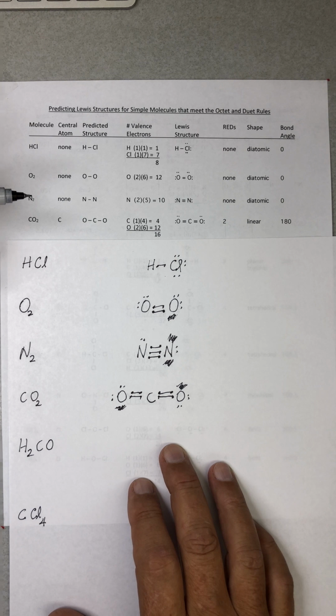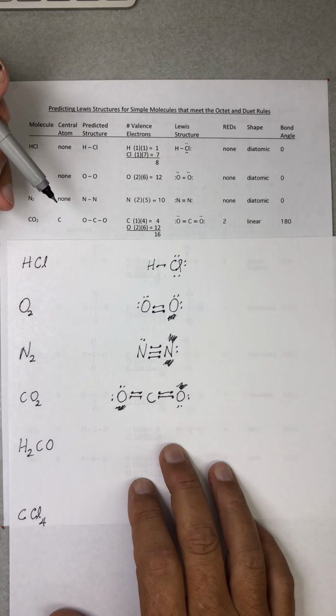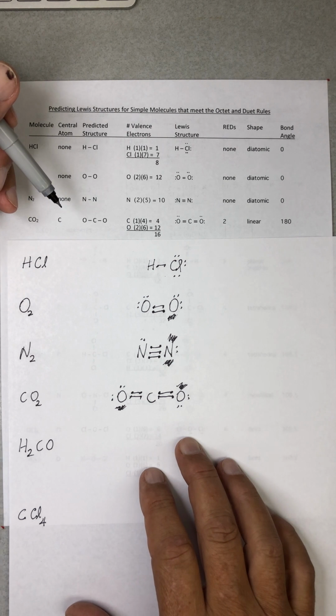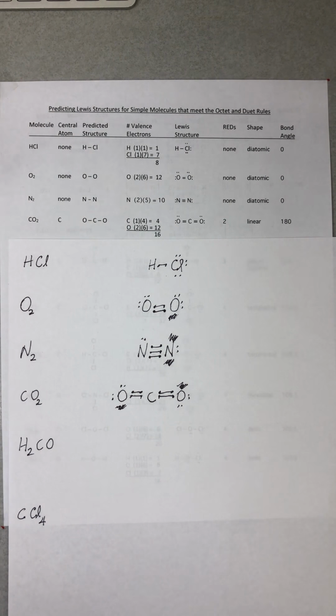So now I count the regions of electron density. I have 1, 2. Don't be confused and say there's 4. A region of electron density could be a double bond, a triple bond, or a single bond. So I got 2 regions of electron density. The way to get them as far apart as possible is to have a linear relationship, and the bond angles would be 180 degrees.